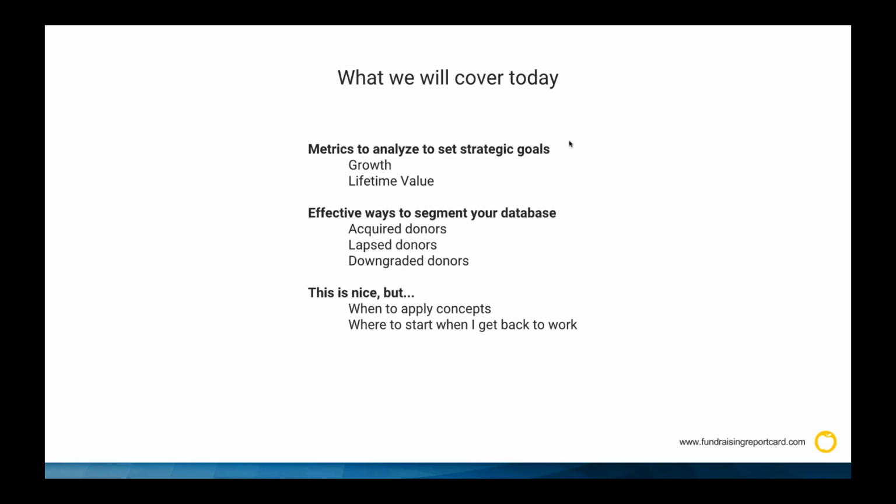After that, we'll move on to effective ways to segment your donor database, right? You have all that information, you store all that information about your donors. Now let's try and figure out some ways to actually break it down so we can get some insights. So we'll look at acquired donors, lapsed donors, and downgraded donors.